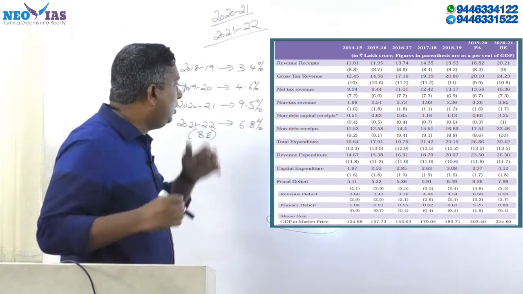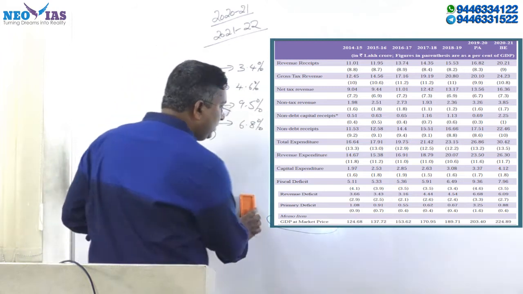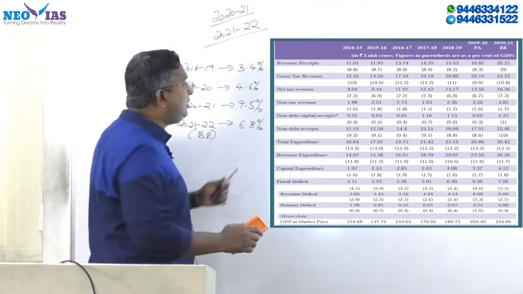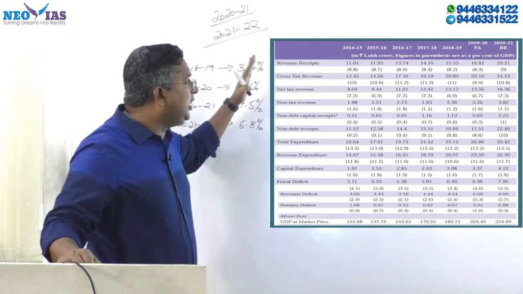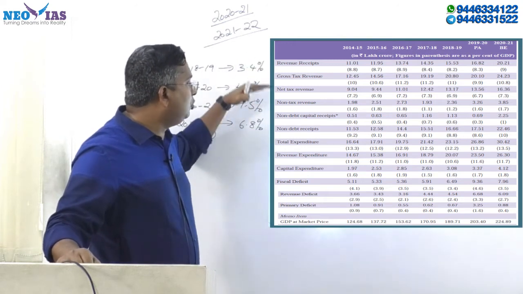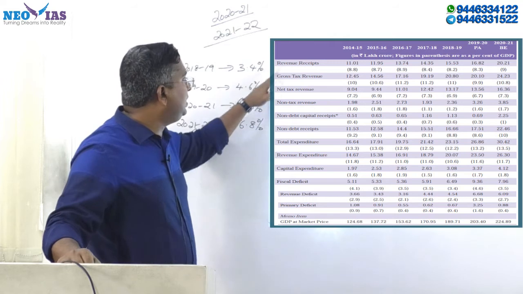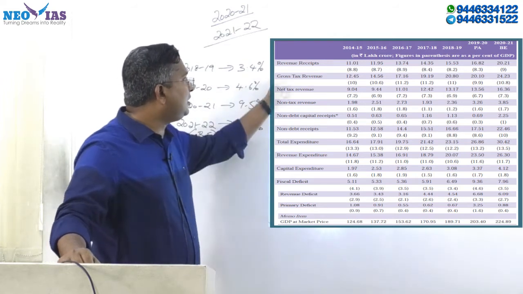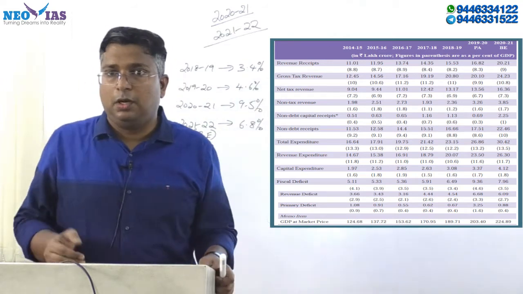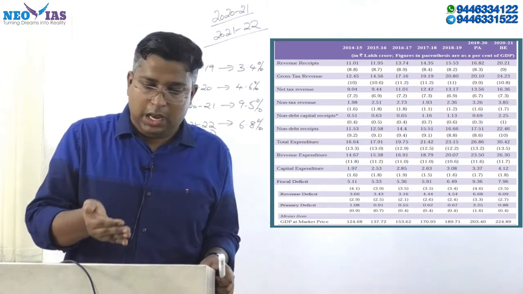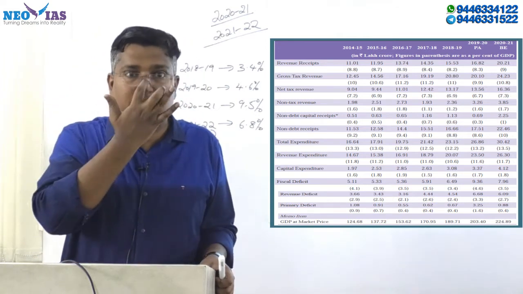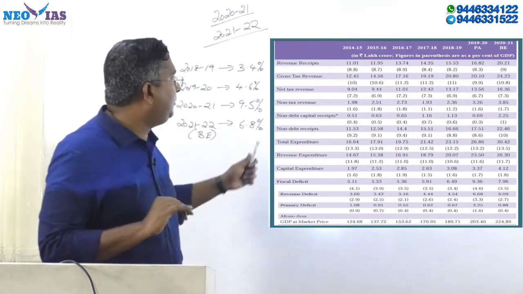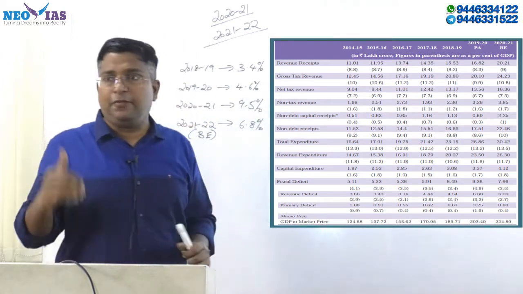Now see the terms used. Instead of looking into the figures, I just want to know whether you are aware of all these terms. You know what revenue receipts are? What is there in the revenue receipts? Tax revenue and non-tax revenue. So you are clear with the revenue, we discussed it in the conventional class. Now what is gross tax revenue?